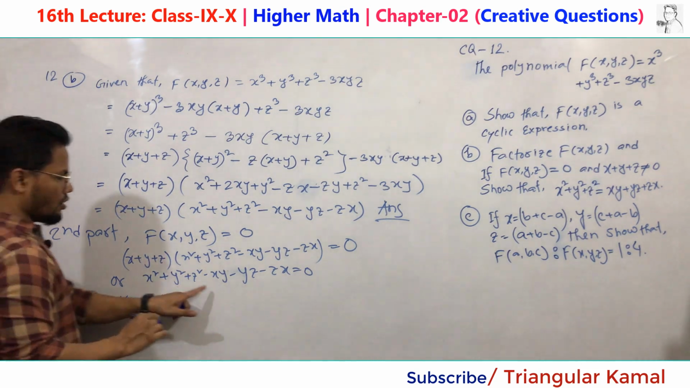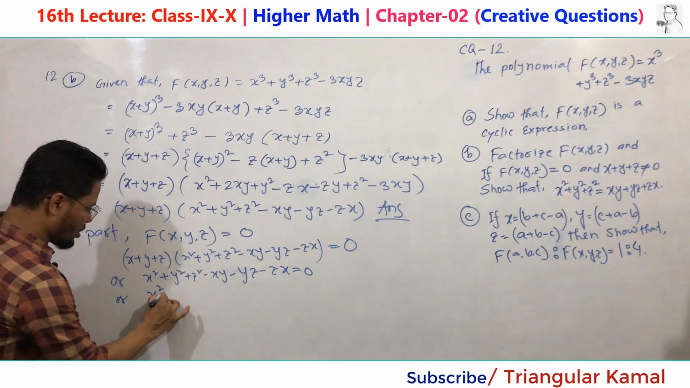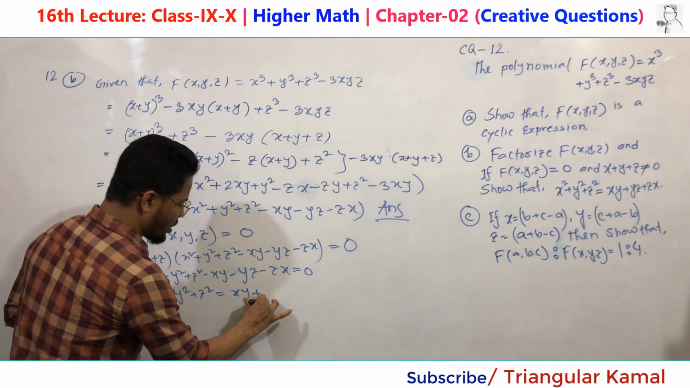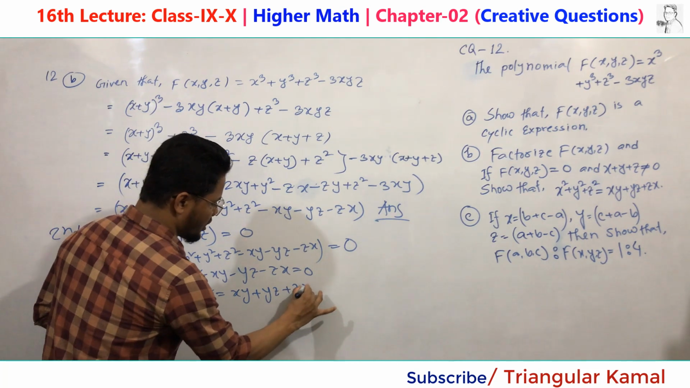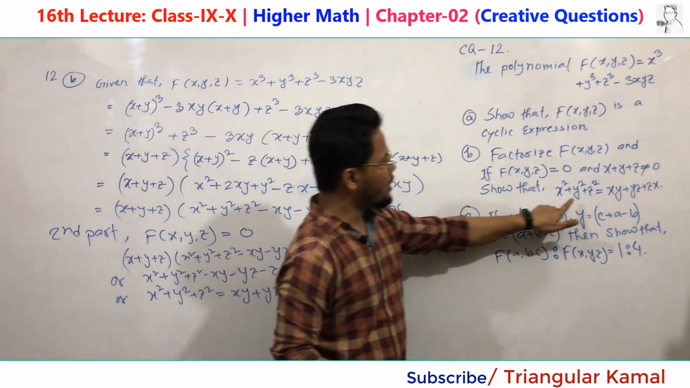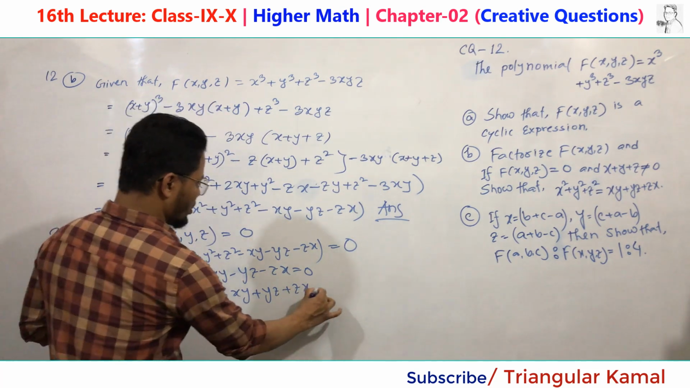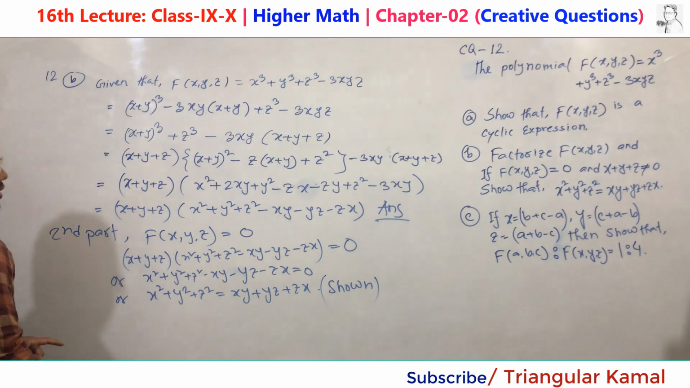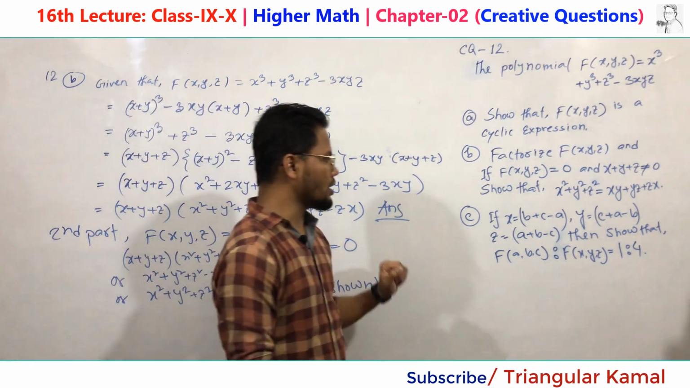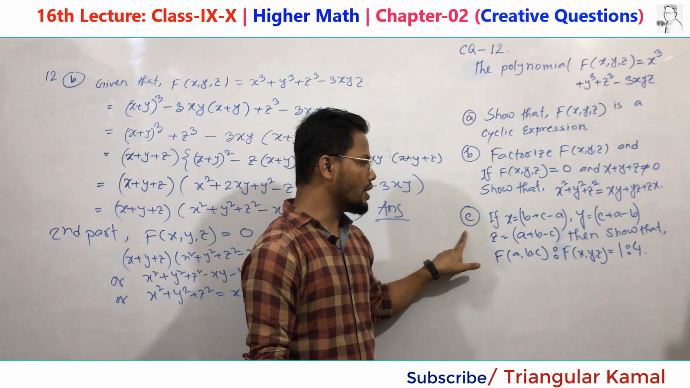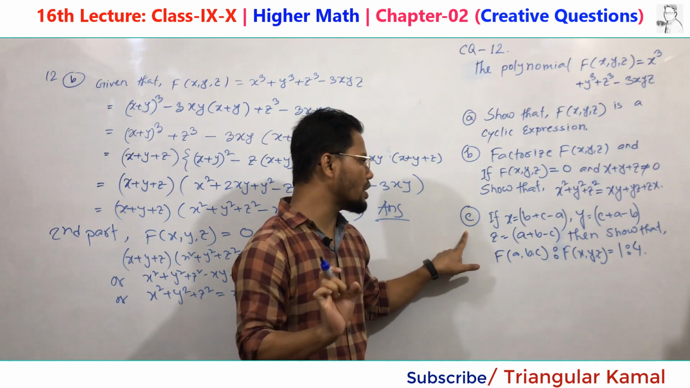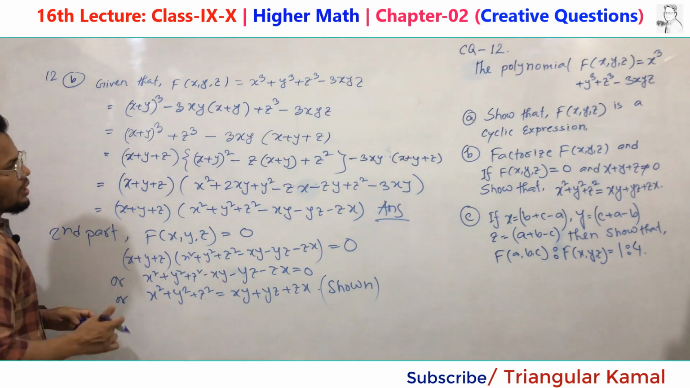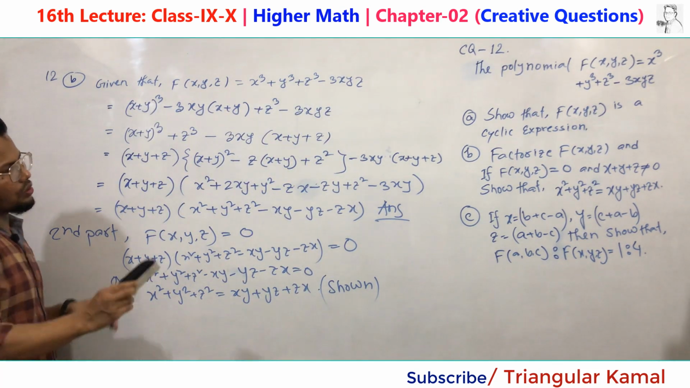So now change all negative parts to the right side: left side is x square plus y square plus z square equal xy plus yz plus zx, which is our final requirement of the second part. So this is shown. Okay, now give attention to number C. Actually, the C question is the same as the one given in your textbook, number 9. So using number 9, they made here a creative question, so give attention to number 9.